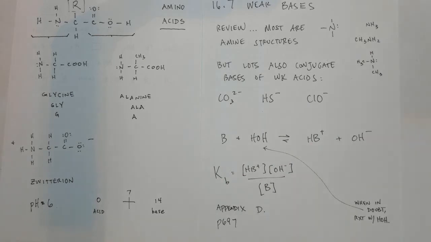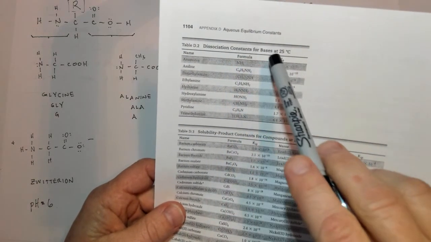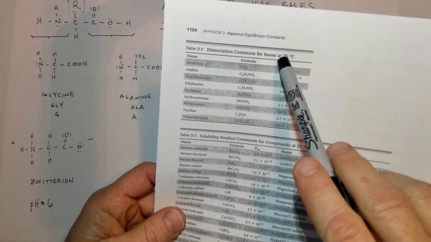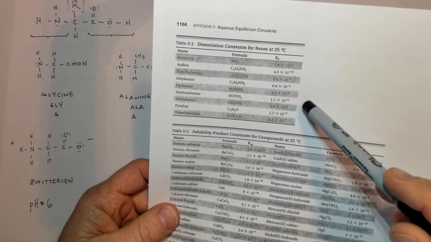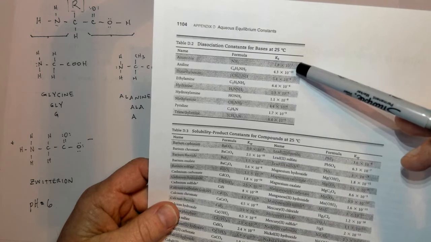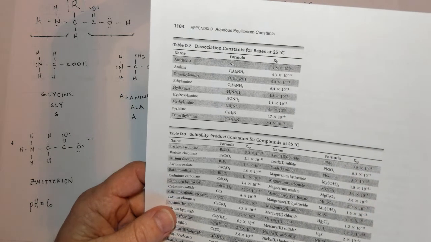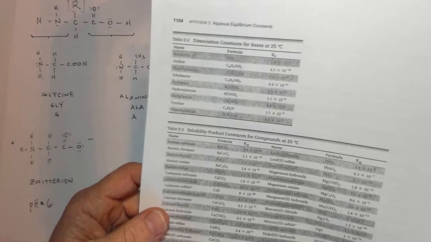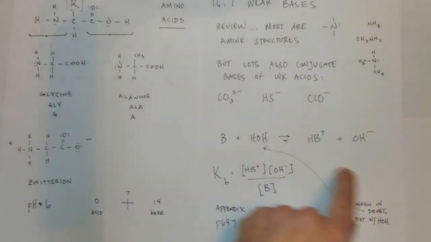Appendix D has a listing of a number of Kb. This isn't a very long listing, but it's dissociation constants for bases, or Kbs, and there's a number of them listed right here. And it gives you their various rating scale of how strong of a base they are. Remember, the bigger the number, the more dissociation there is, or the more getting of hydrogens there is, and the more ions that are formed, and therefore more products would be formed.